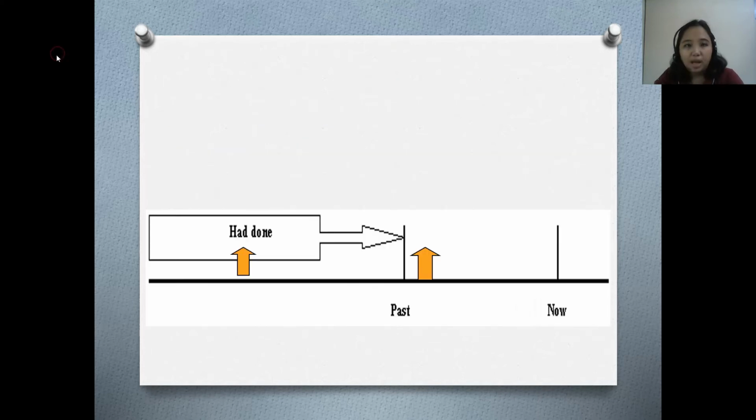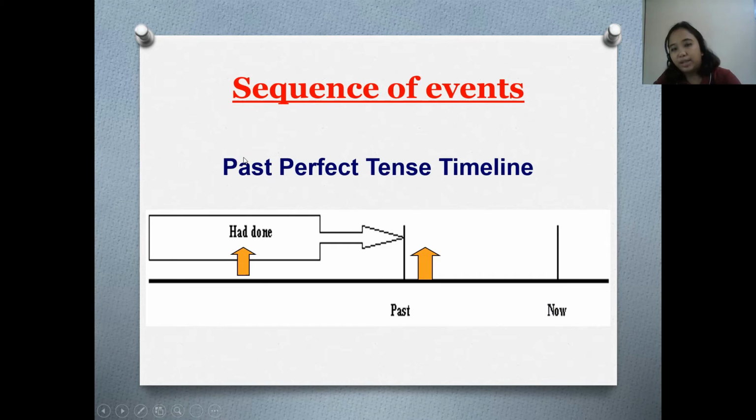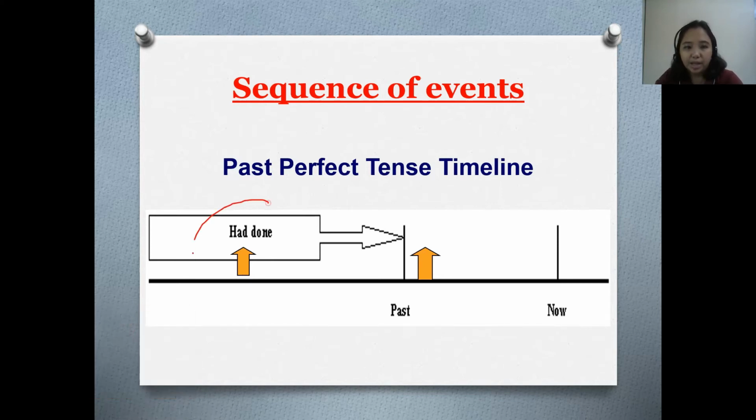Let's continue. For us to perfectly understand the concept of the past perfect tense, we need to understand the sequence of events. The first action occurred first, and then another action happened. And the action that occurred first is the one in the past perfect tense. Now let's learn how to form sentences in the past perfect tense.